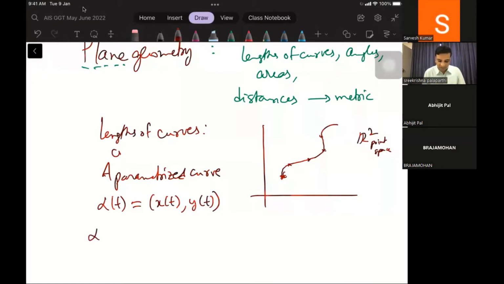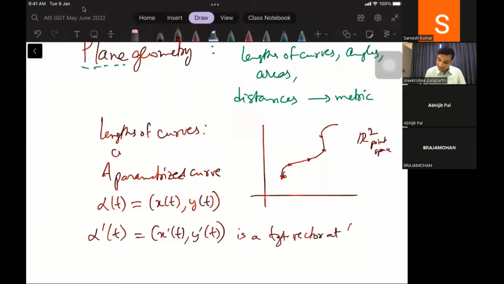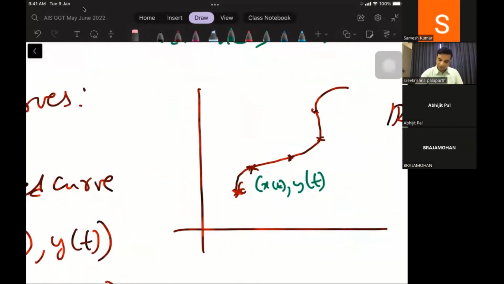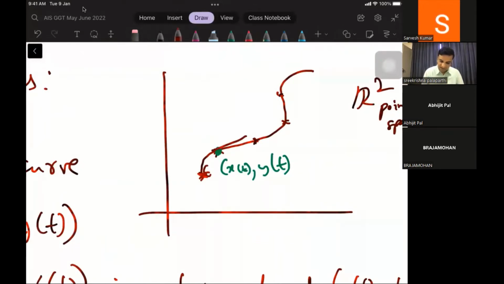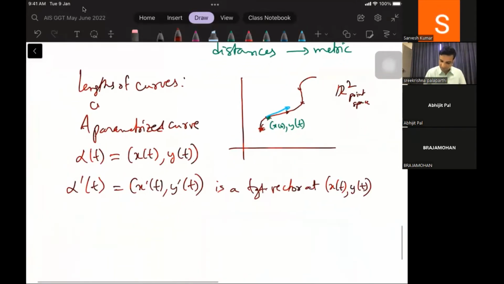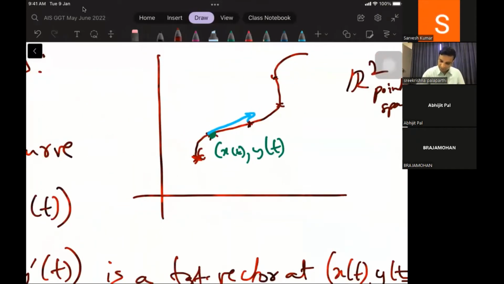Then alpha prime of t, we know how to calculate tangents. This is your x prime of t, y prime of t. This is a tangent vector at the point x of t, y of t. At this position, we want to know the instantaneous velocity of that particle, given the parameterization of its motion. Then we know that the tangent vector there gives us the instantaneous velocity, right? That's what we have. But at that point, we just said that there is a whole R2 worth of vectors.